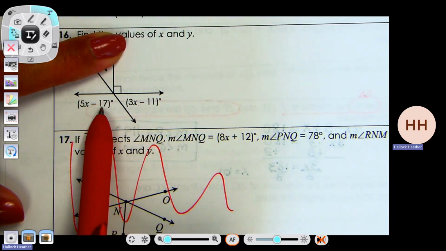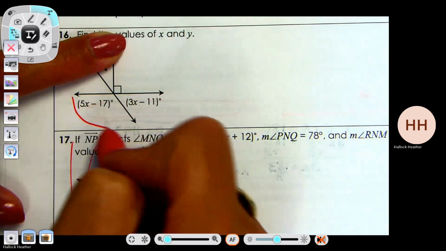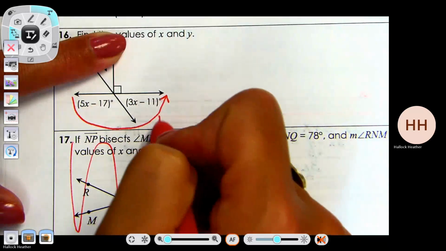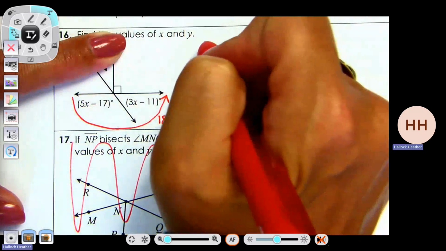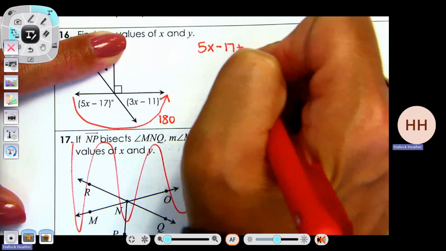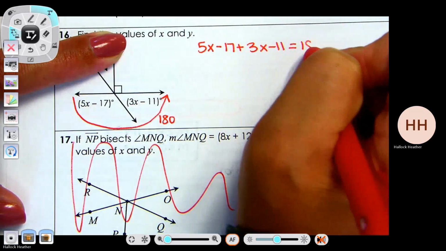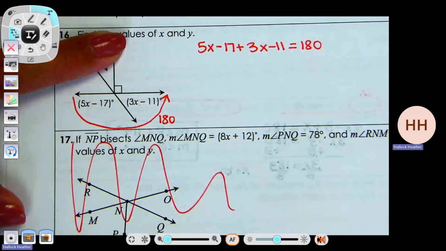Okay, if they were equal, they would both be obtuse or both be acute. They are not both acute. They are not both obtuse. So they are supplementary. They're a linear pair. So I'm going to add them to make 180. So kind of pretend like Y is not even there. Do your math problem.